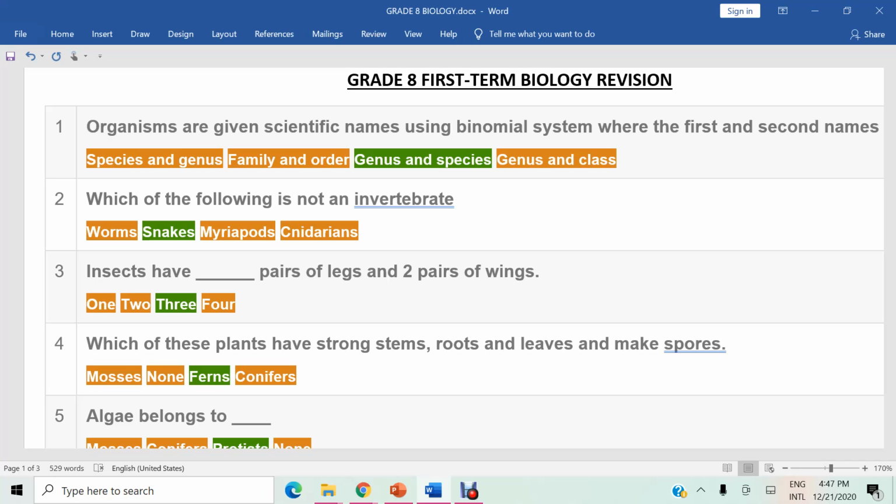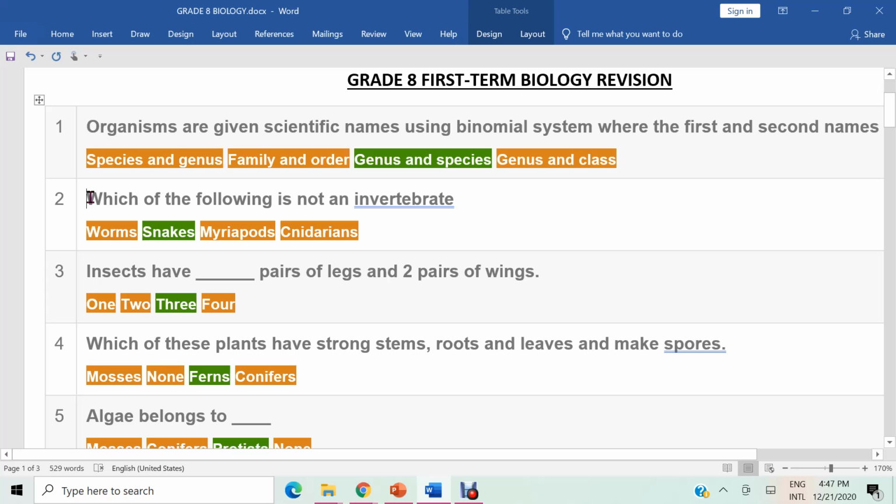Question number one. Organisms are given scientific names using the binomial system, where the first and second names are genus and species respectively. The first name is the genus, which should always be written with a capital letter, and the species should be with a small letter. The answer is genus and species.